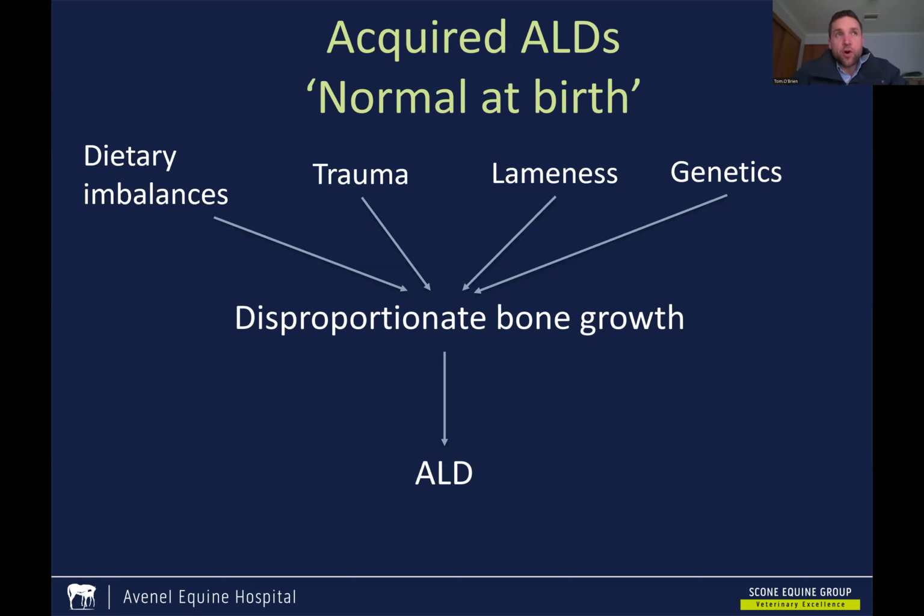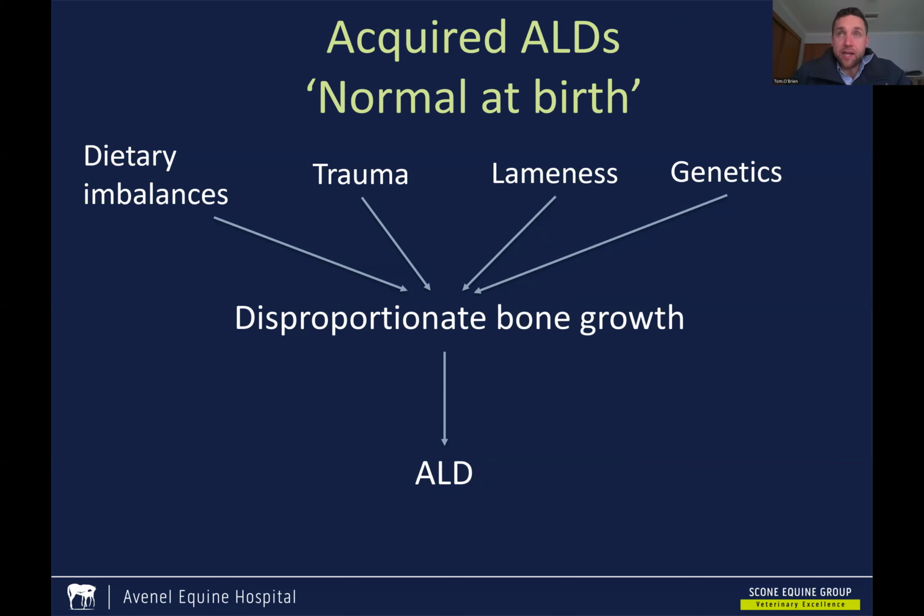Now, if the foal is born normal and then it develops an angular limb deformity later on in life, we are to say that that foal would have an acquired angular limb deformity. And there are a number of factors that could cause that, from dietary imbalances, trauma and lameness. I think that they probably go hand in hand to some degree, but you can have separate cases.